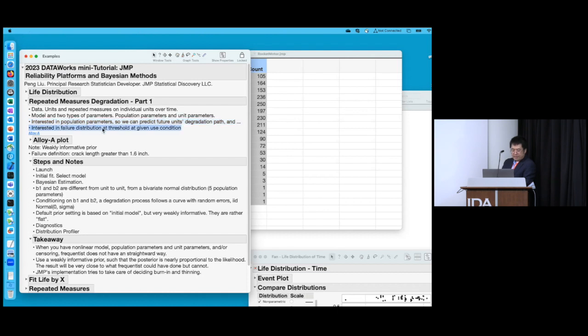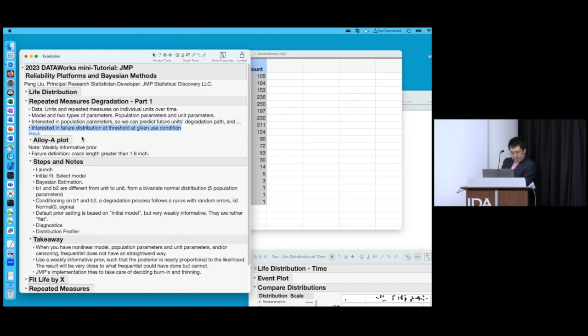And another interest is in the failure distribution at a threshold. We measure this degradation from time to time, but I haven't said when it fails. The failure depends on the definition, and the definition is a threshold: when this degradation curve hits that threshold, that intersection is its failure time. So we are interested in the distribution of those intersections. This is the second interest.